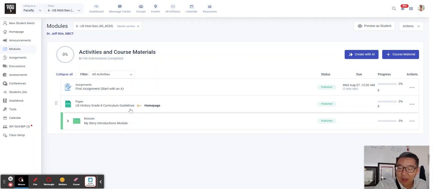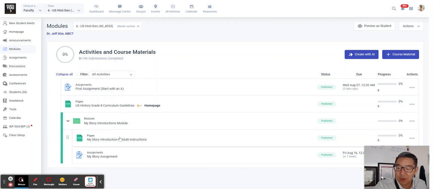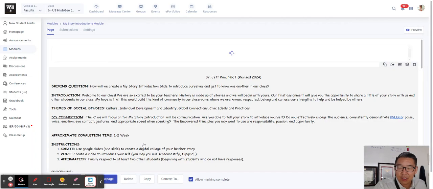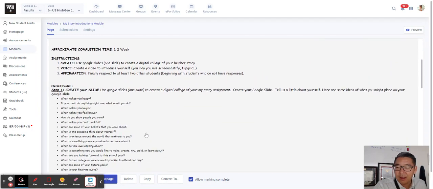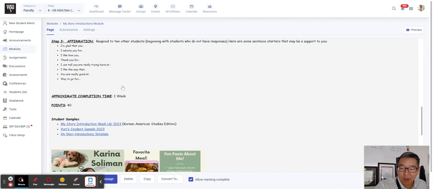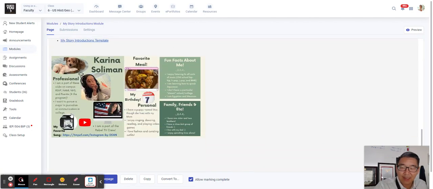Let me go ahead and now go to this first module here. You can see that the first module is the My Story introduction. It's nested within this folder. I just have pretty much the instructions and then the assignment where they're going to turn it in. So I'm going to go to the pages, and you can see my instructions are there. They're basically going to be creating this Google slide. They're going to be adding their voice, and then we're going to have a chance to do some affirmations. So it's basically going to look like this.